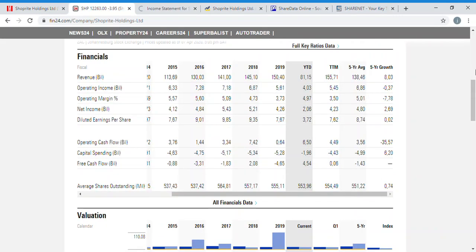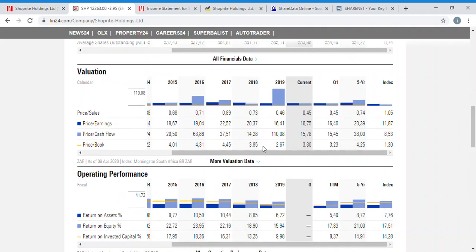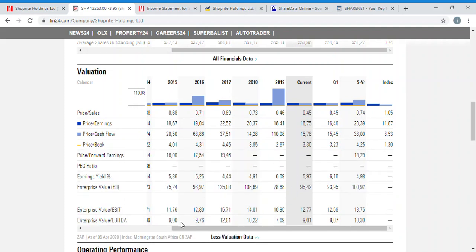We're gonna go check them. Let's just allow them to load. But let's just make an example with valuation. If you need more data, you click on more valuation data, and you'll get your EV, EBITDA, your enterprise value, your earnings yield, your PEG, price to earnings growth ratio. So you get more information on whatever you want.